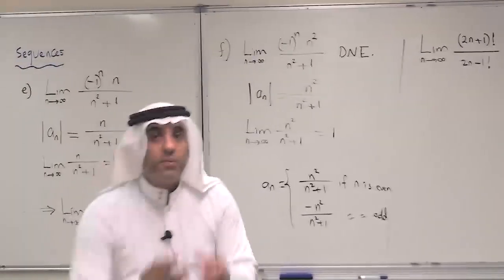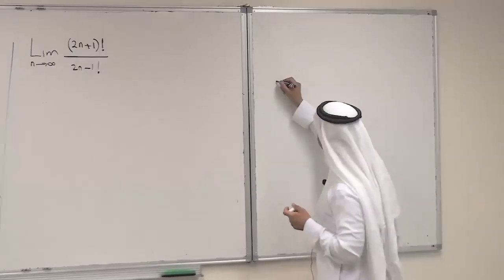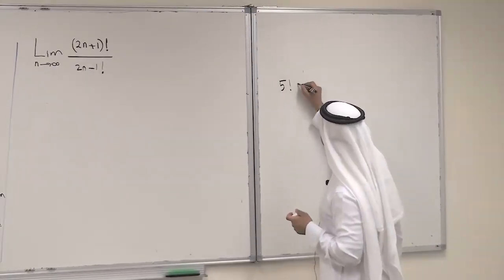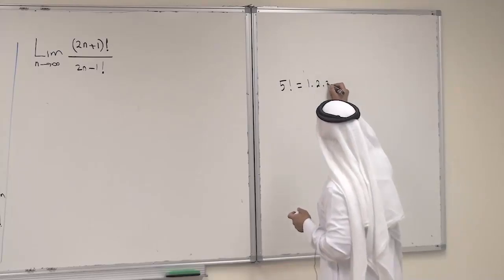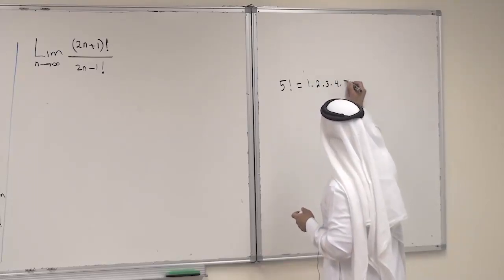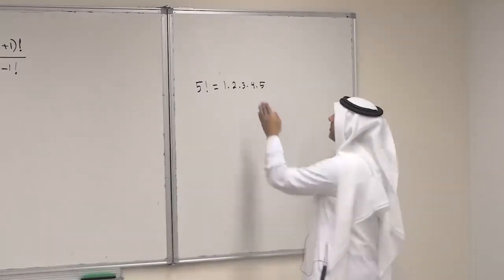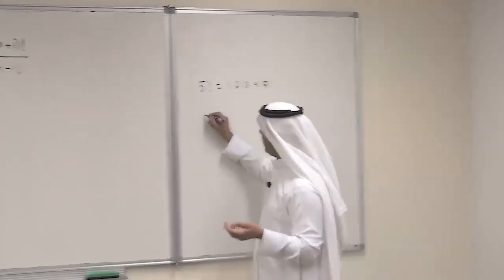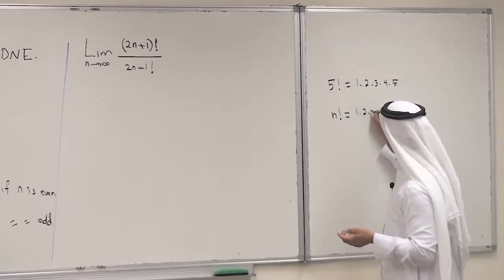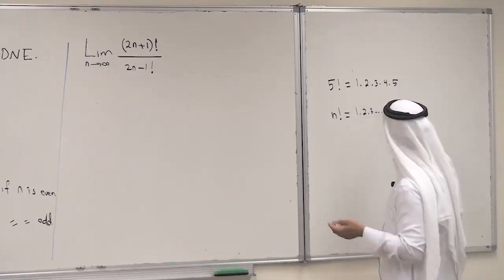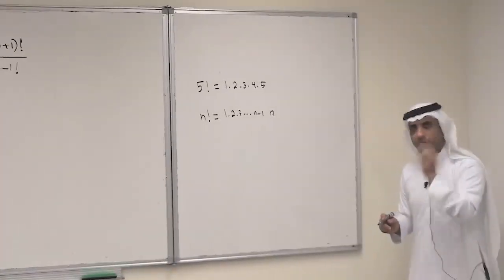If we have factorials, what does it mean? If I say this is, let us say, 5 factorial, what does it mean? It means it is 1 times 2 times 3 times 4 times 5. We stop at 5. So it's the multiplication of the positive integers from 1 to 5. If I say n factorial, what does it mean? It's 1 times 2 times 3 up to n minus 1 and n. We need to play with this factorial.